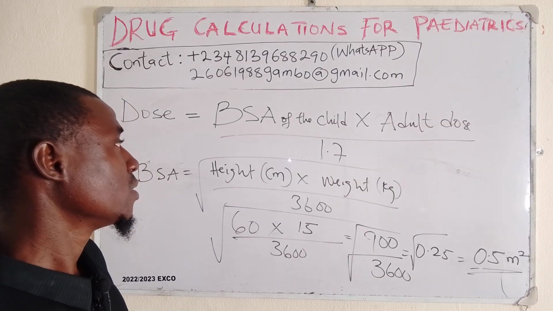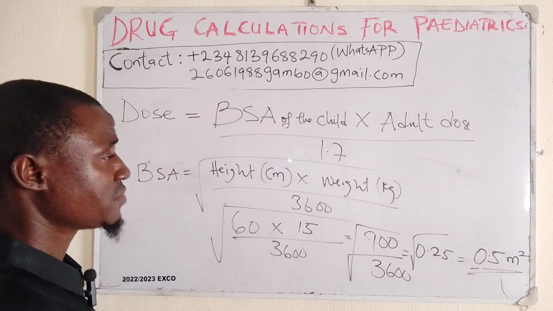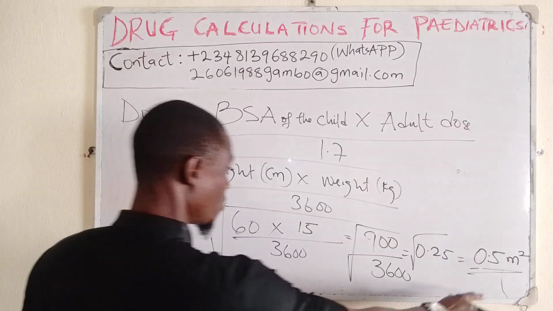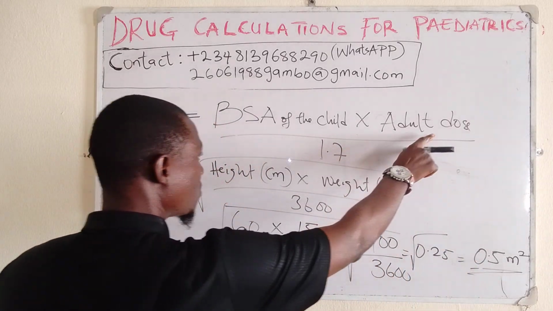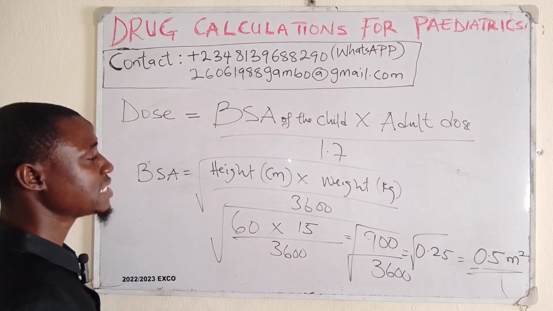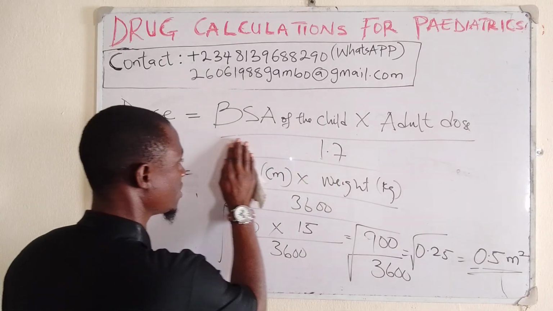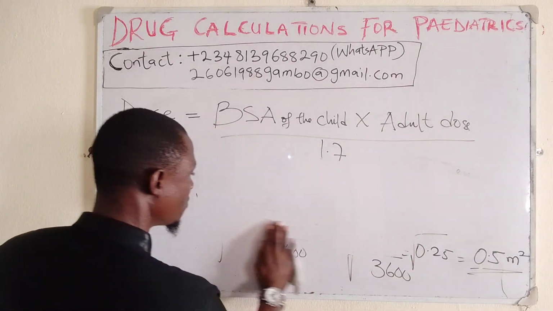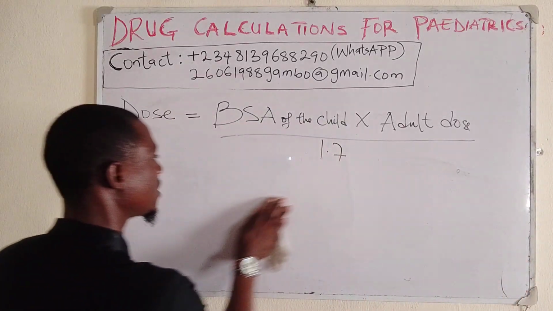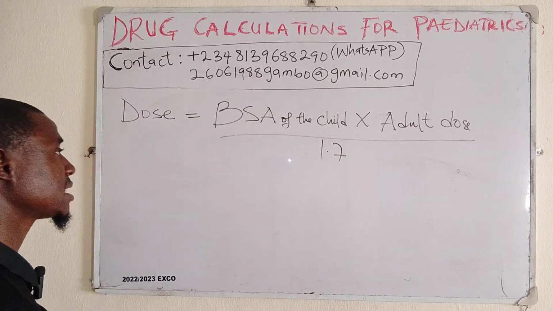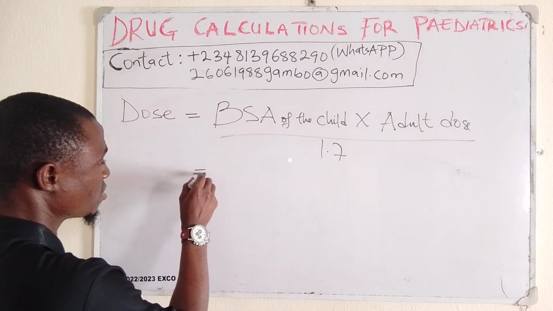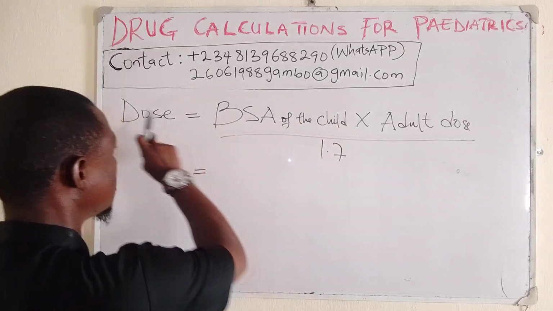Now, if you look at the formula we have written earlier, it says body surface area of the child, which is what we just calculated, multiplied by the adult dose that was given to us, over 1.7, which is the average adult body surface area. So we are done with this part, having utilized the Mosteller equation to calculate our body surface area. Right now we are going to substitute it into this equation to get the dose we are going to administer.